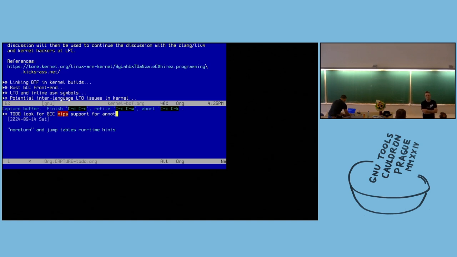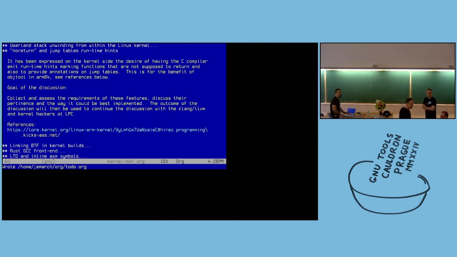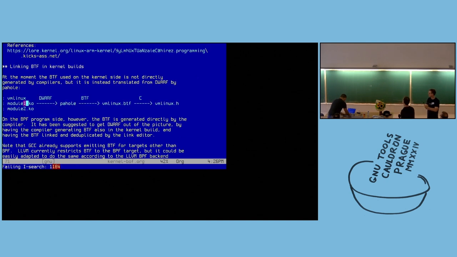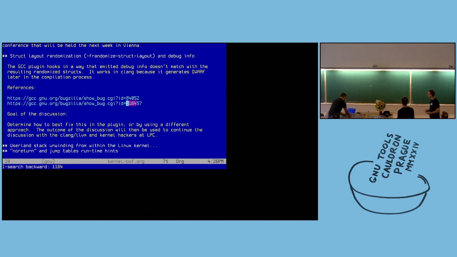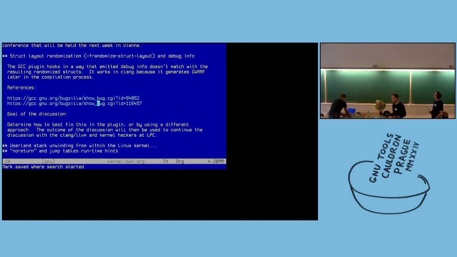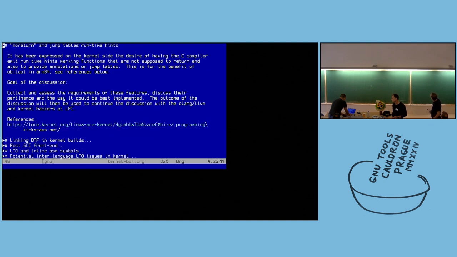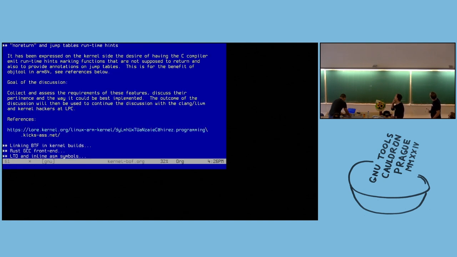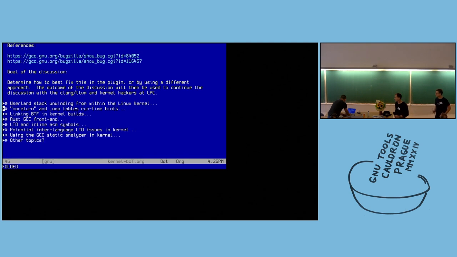There's another GCC bug as well. No, this is a feature request. 116483. File having the list. Which one is this? 16.3 for the return jump table stuff. Where am I? I'm lost. Okay. 116483. Okay, so we have 5 more minutes, I guess. 5 minutes?